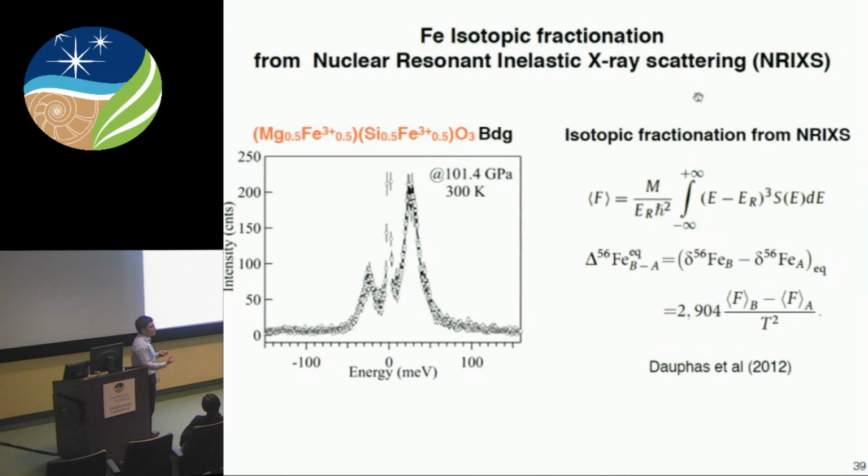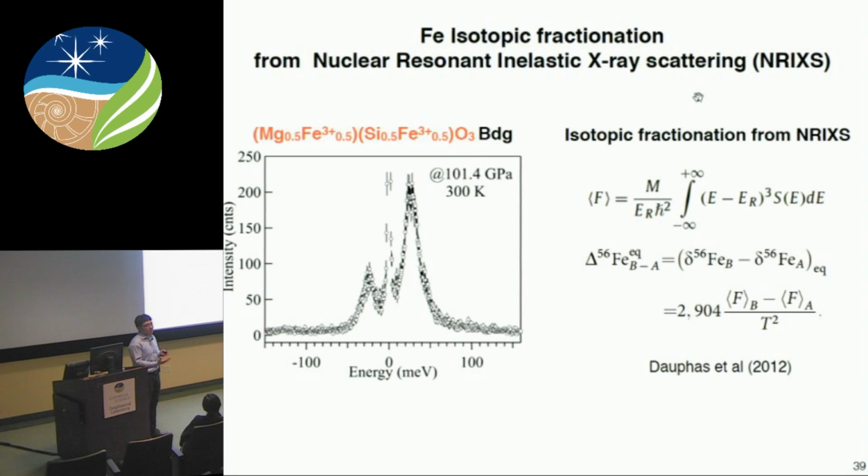So back to the last question. How does iron isotope fractionate in the lower mantle? Here is an indicator that the valence state of iron could play a role in the isotopic fractionation.